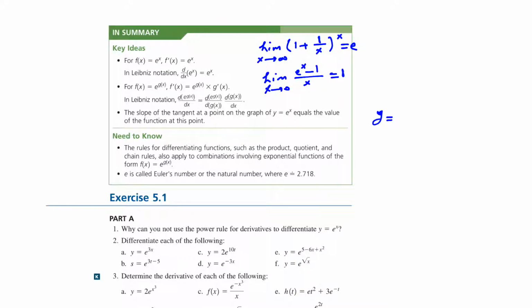The importance of the function e to the power of x, or c times e to the power of x, is that the slope of the tangent line at any point on the graph of the function and the y value are equal.